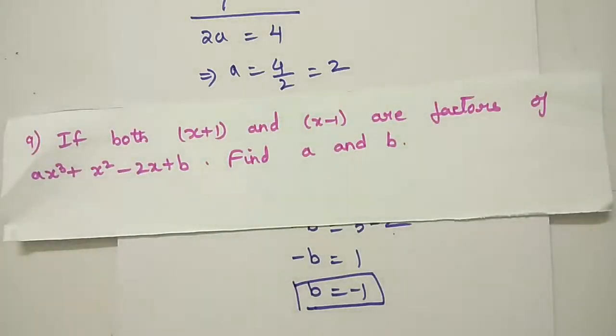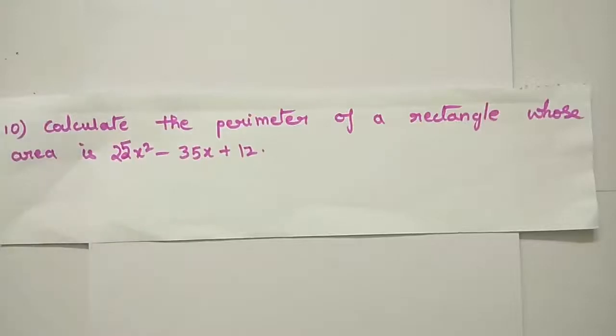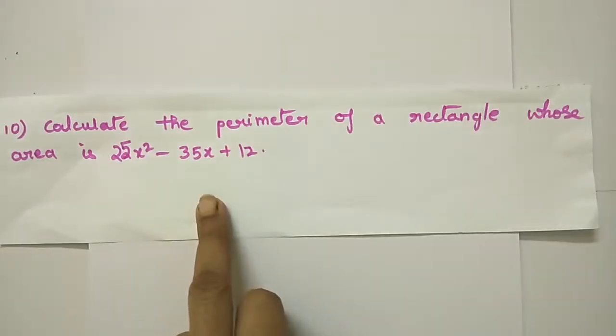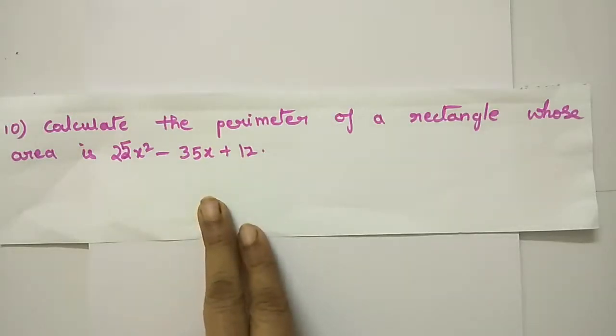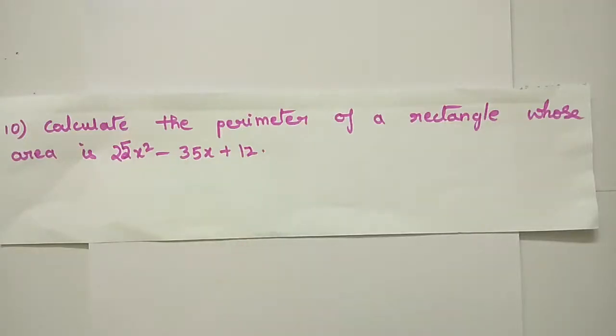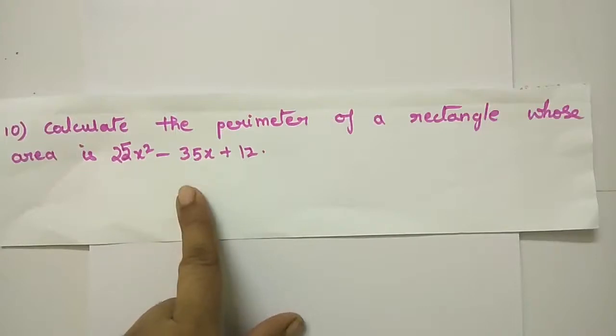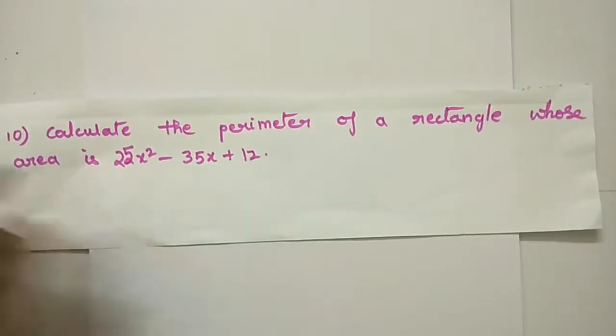Now let us go to the 10th problem. Calculate the perimeter of a rectangle whose area is 25x square minus 35x plus 12. They have given the area in terms of a polynomial. As it is a quadratic polynomial, it can be expressed as a product of two linear polynomials. So you will get length and breadth. If you multiply those two, length and breadth, this is the polynomial you will get. So first we have to factorize this polynomial to get the value of length and breadth.